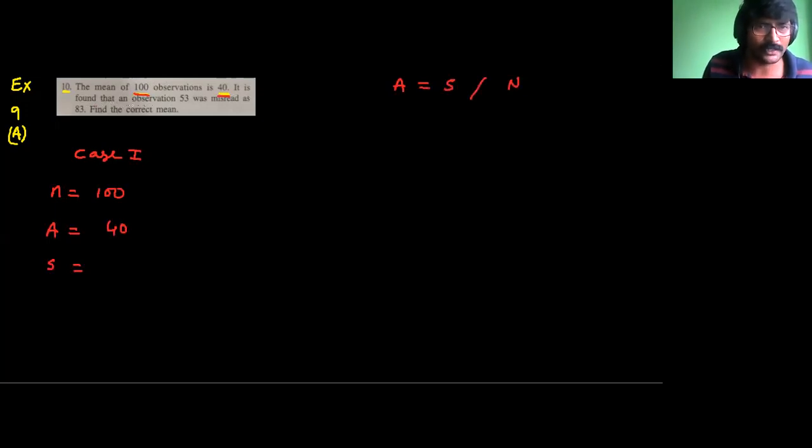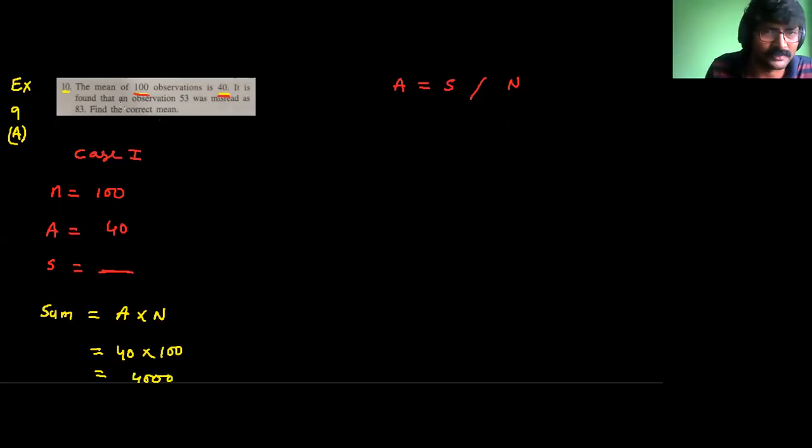It is found that an observation 53 was misread as 83. Find the correct mean. Now, let's not read the second part. First of all, find out what the sum is. So, how to calculate the sum? Sum is equal to A into N. First we're going to find the sum. This denominator N, when it goes to the other side, it becomes sum is equal to A into N. Now A will become 40 and N will become 100. Then that means the sum will become 4000.